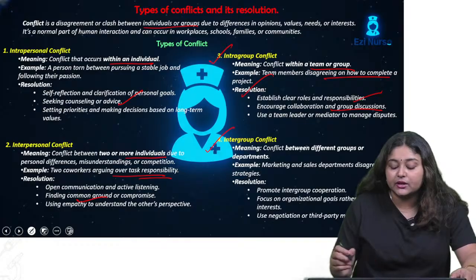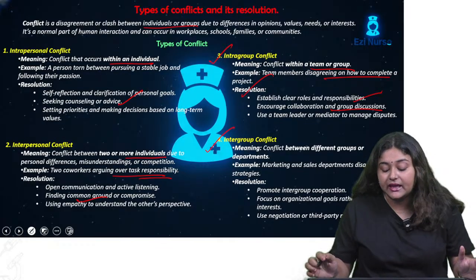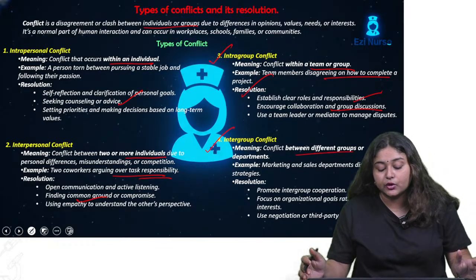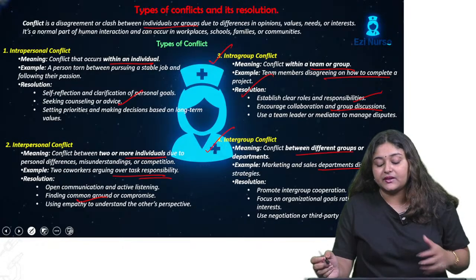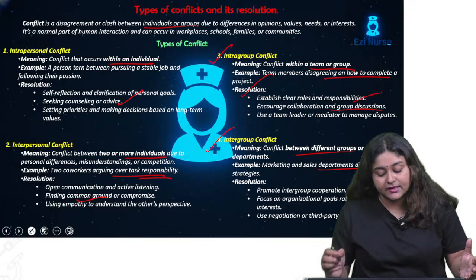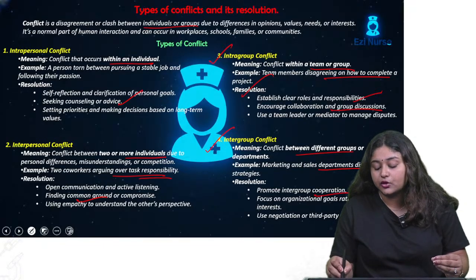Now come to the inter-group conflict. So in this, what is the meaning? That is conflict between different groups or departments. So what is the example? Marketing and sales departments disagreeing on strategy. So what is the resolution? They have to promote intergroup cooperation.